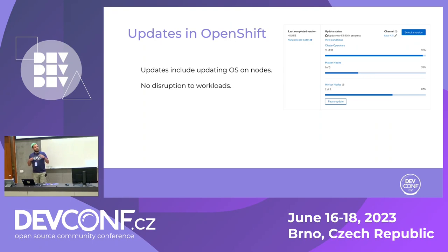And because OpenShift also controls and handles all the content, configuration, and operating system on the nodes, updates usually mean you need to update stuff on the nodes, and the whole thing is designed to not disrupt any workloads as long as they are properly configured. If you're running one replica of something, then that's not highly available enough to not be disrupted. You can't break a single replica thing without disruption.